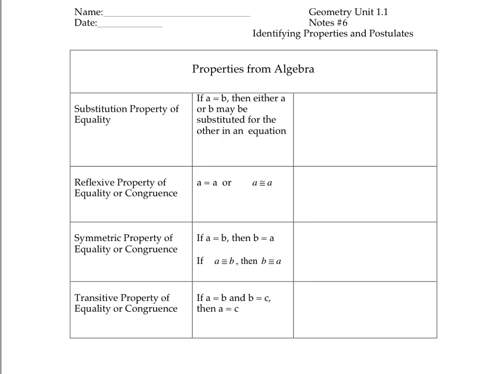And it says, if A equals B, then either A or B may be substituted for the other in an equation. So if we have something that says, if A plus C equals 7, and let's say we know that C is equal to 2, then we can say A plus 2 equals 7. So we see the substitution right here. We take out the C, replace it with the 2 because we're told that C is equal to 2.